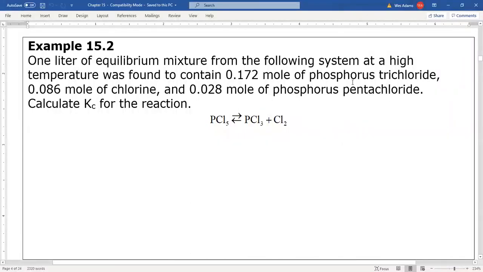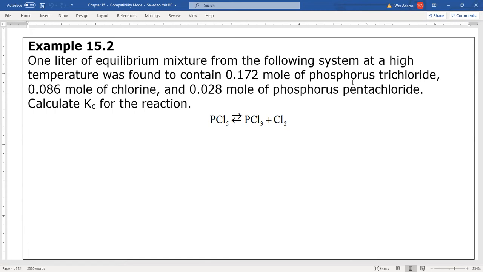So if we look at an example involving that same reaction, we got a 1 liter container, and it was found to contain 0.172 moles of phosphorus trichloride, 0.086 moles of chlorine, and 0.028 moles of phosphorus pentachloride. We can get the concentrations quite easily since it's 1 liter. It'll just be the same thing.